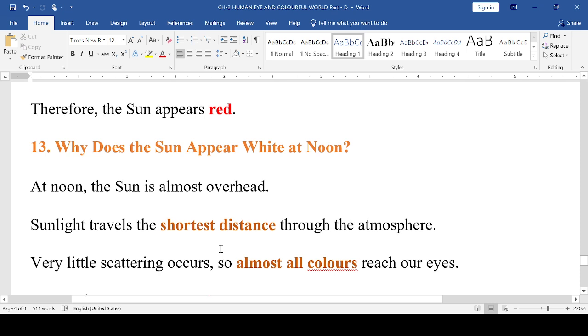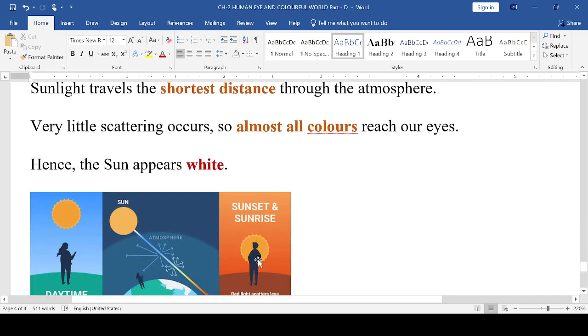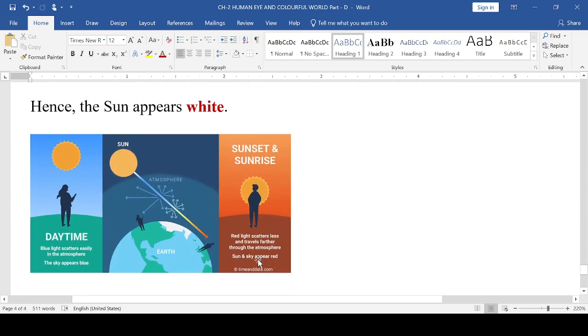Now the question comes, why does the sun appear white at noon? At noon, the sun is almost overhead, above our head. So sunlight travels the shortest distance through the atmosphere, and very little scattering occurs. Almost all colors reach our eyes. That is the reason the sun appears white.